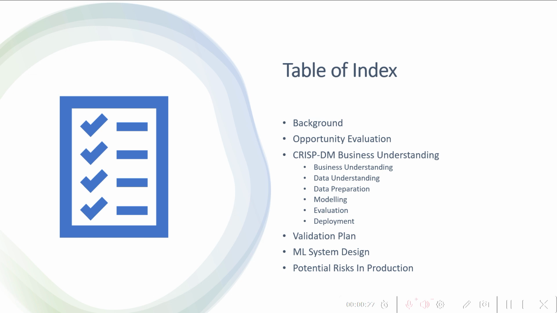So basically, our presentation has been divided into six major bullet points: background of the problem, opportunity evaluation, CRISP-DM business understanding, validation plan, machine learning system design, and the potential risks in production. And the CRISP-DM methodology has six phases: business understanding, data preparation, modeling, evaluation, and deployment.